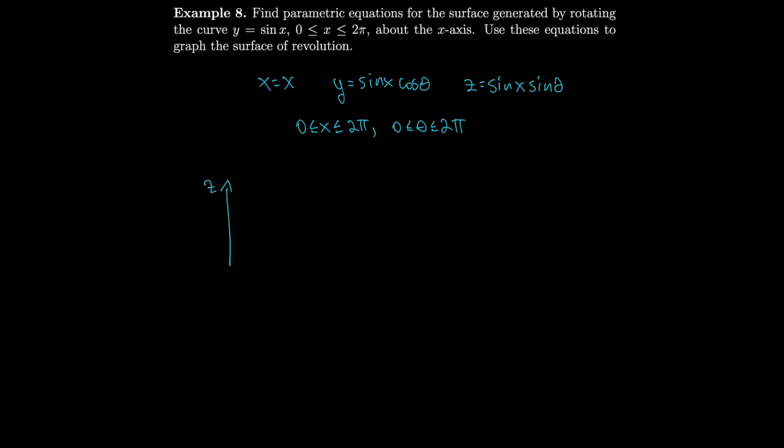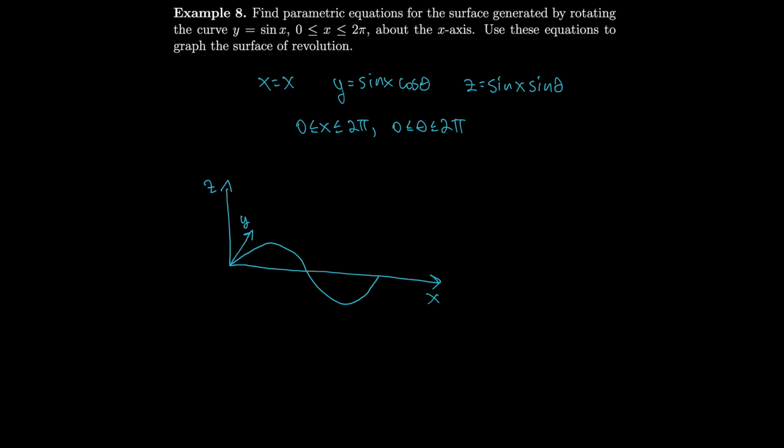We'll put z over here, but we'll put y out over here. That way I can show you the revolution taking place over the x-axis. So if this is the x-axis, we need to draw our curve. Remember, we're rotating y equals sine of x. So that's something like this, our sine function.